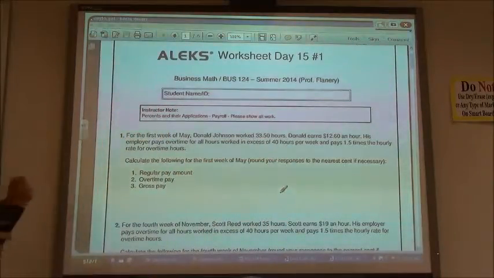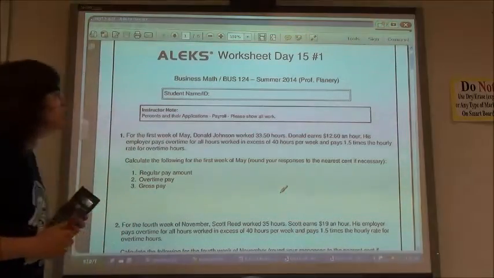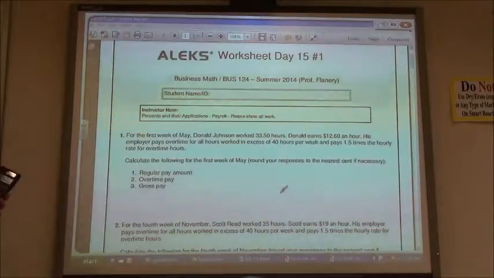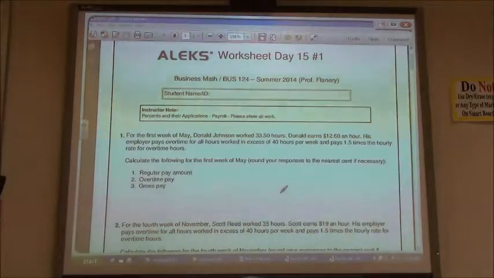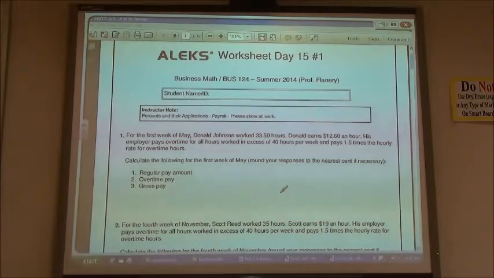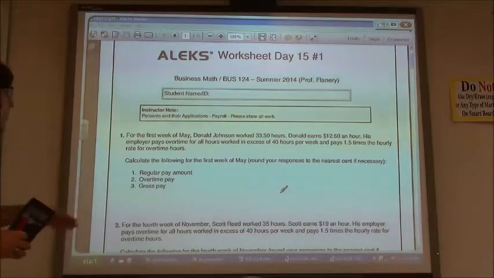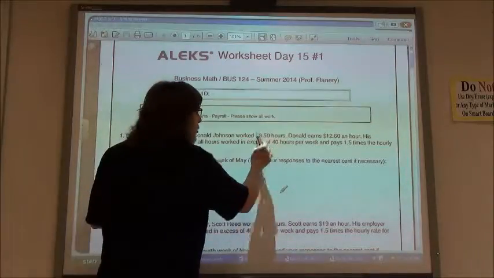If you work less than 40 hours, you just get your regular pay. So for the first week of May, Donald Johnson worked 33.5 hours. Donald earns $12.60 an hour. His employer pays overtime for all hours in excess of 40 hours per week and pays 1.5 times the hourly rate for overtime hours. So, the regular pay amount, all of his hours were regular pay.